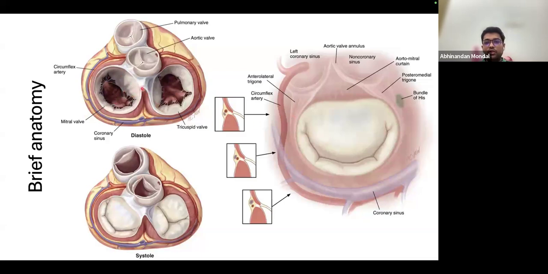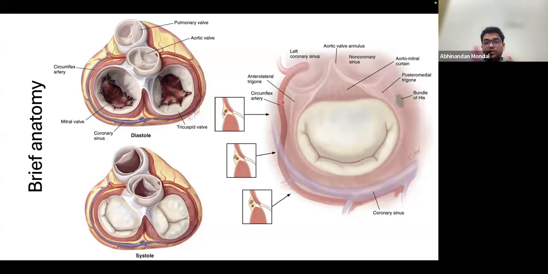If we focus on mitral valve anatomy, if this is your aortic valve, you can see there is a non-coronary sinus and a left coronary sinus, and this is your mitral valve. In between is one of the most important things that surgeons are very much aware of while putting in the valve, the aortomitral curtain. This is the structure they don't want to injure. So you have to be very sure which part is your aortomitral curtain and where the mitral valve actually begins.